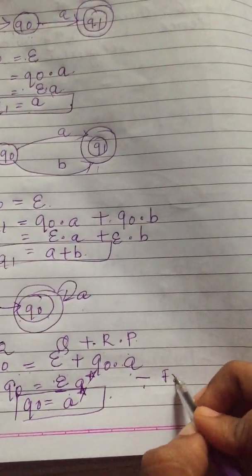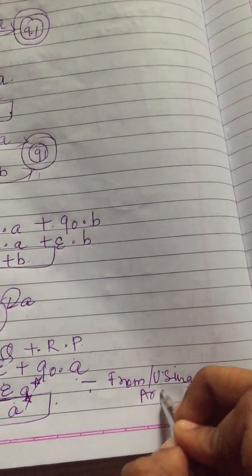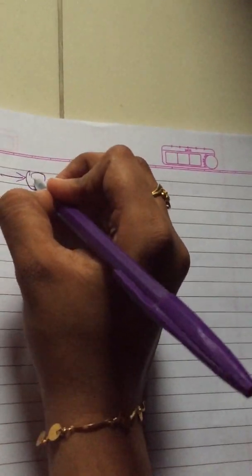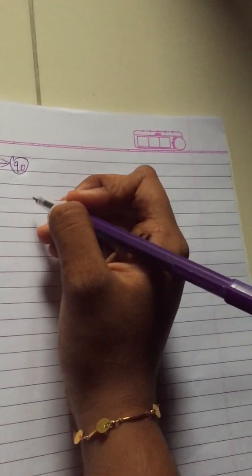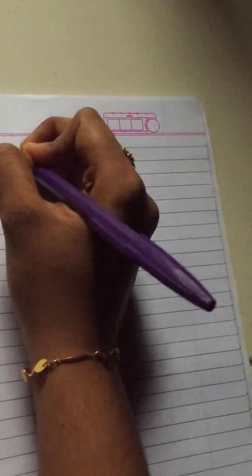Similarly, this was from Arden's theorem. You have to write here "using Arden's theorem". Okay, now let's see another example, this one, Q0, Q1, goes to A and here it goes to A.